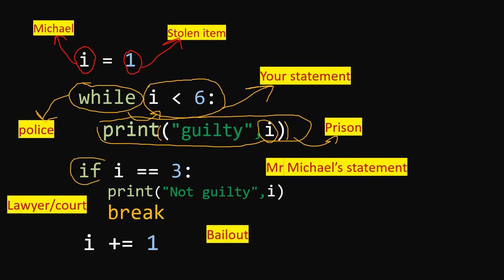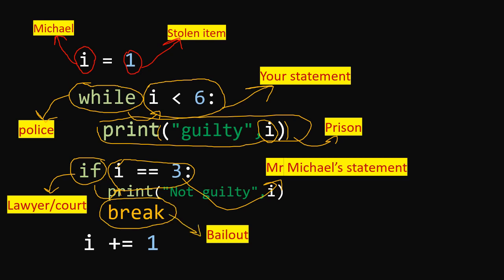So after that, let's say that Mr. Michael went and hired a lawyer, and this is the lawyer. The if statement is the lawyer that will have to rejudge the case. Mr. Michael presented a statement to his lawyer, and this is the statement he presented to the lawyer. The lawyer has to check if Mr. Michael's statement is true. If Mr. Michael's statement is true, the lawyer will help to release Mr. Michael by executing the break statement.